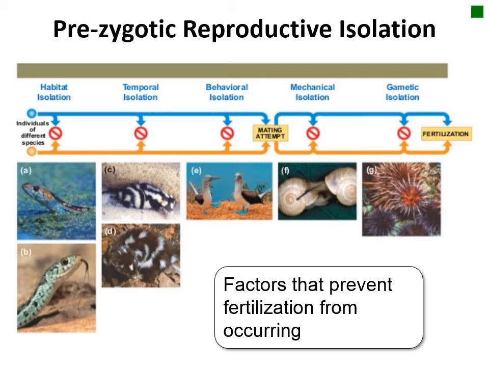Alternatively, there are barriers that do not prevent an attempt at mating, but prevent the mating itself. These are mechanical isolation, where the physical act of mating is not possible because of the anatomy of the genitalia, or gametic isolation, where the egg and sperm are incompatible, as is the case with different species of sea anemones.